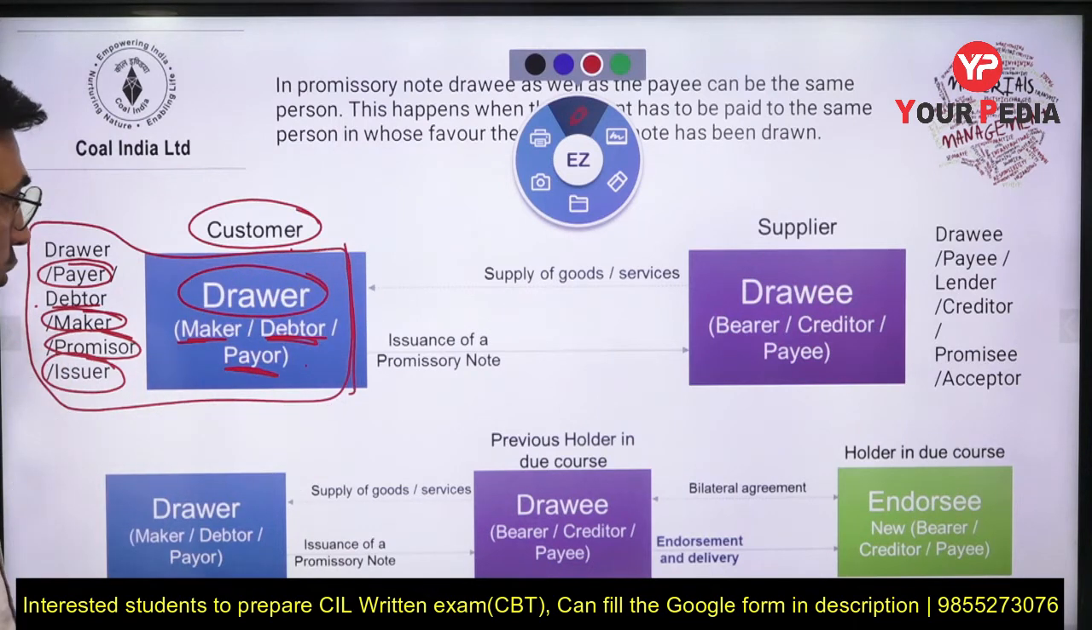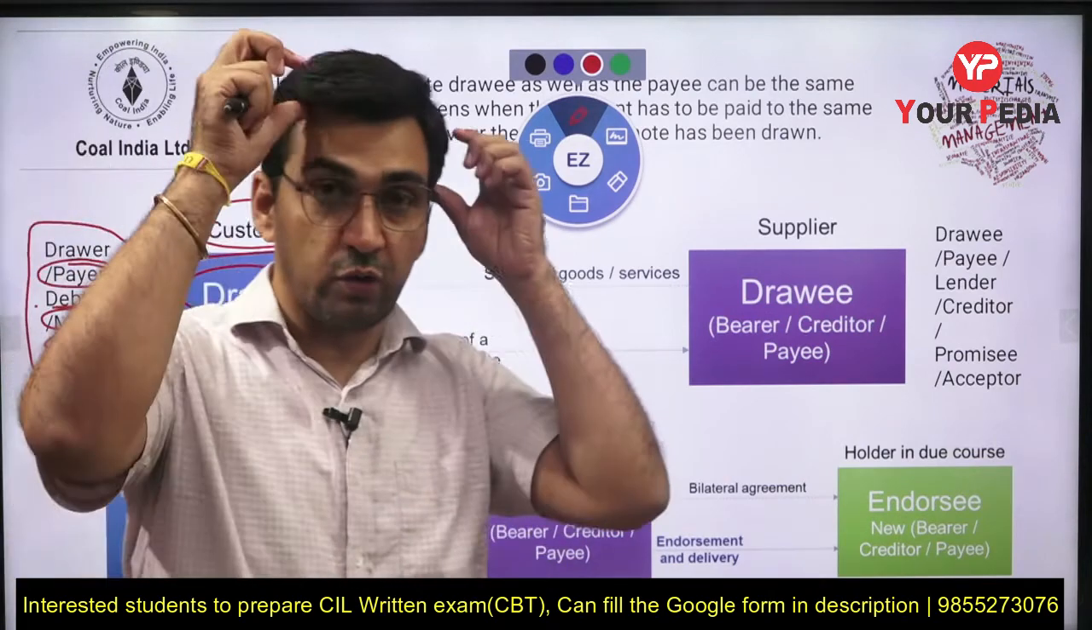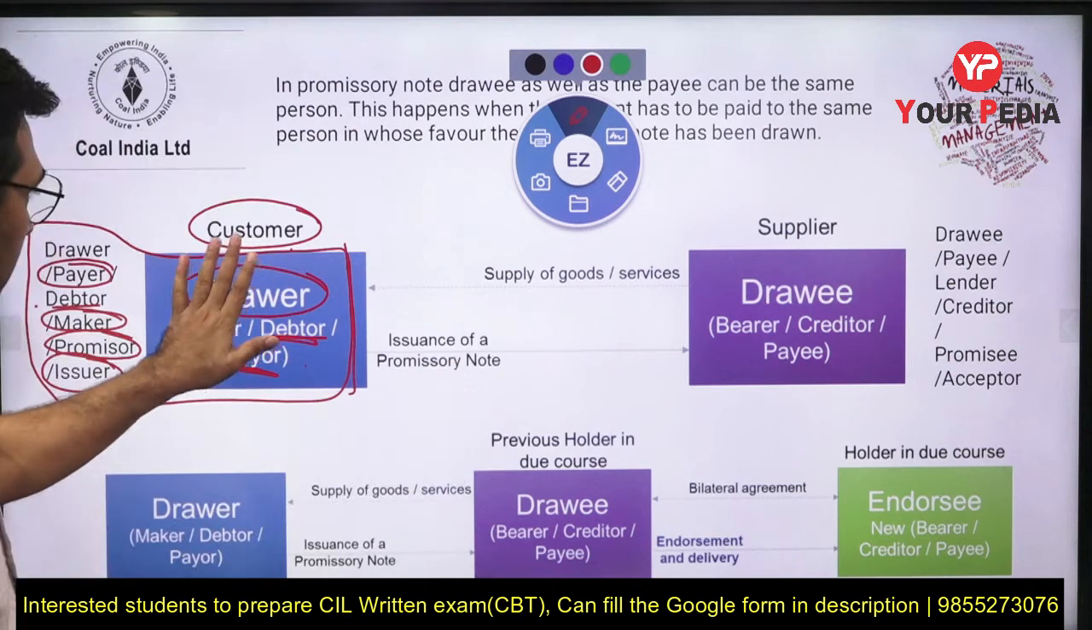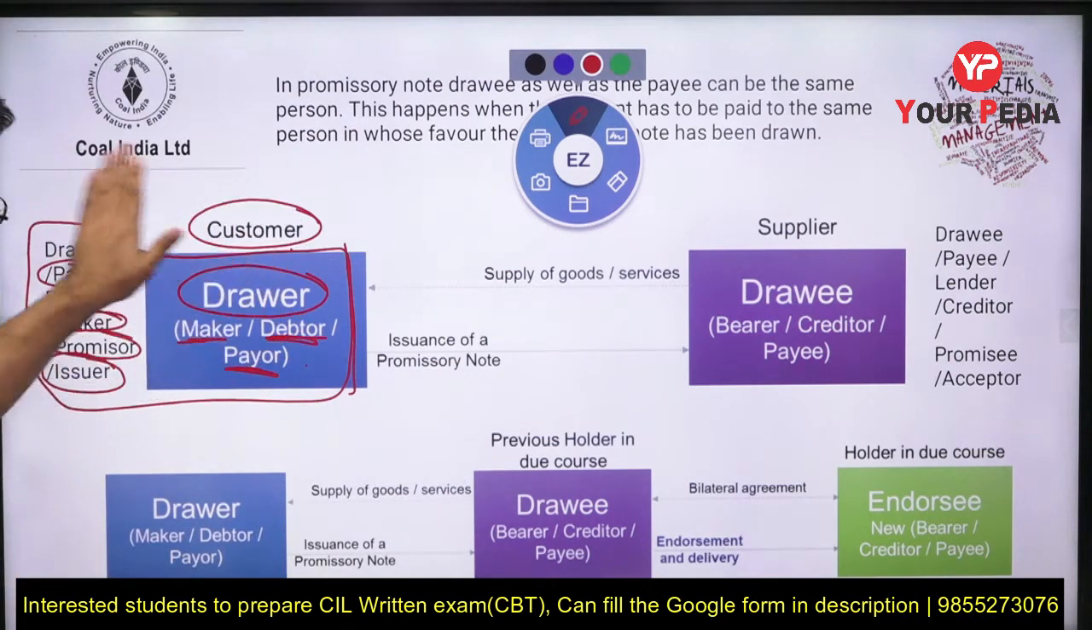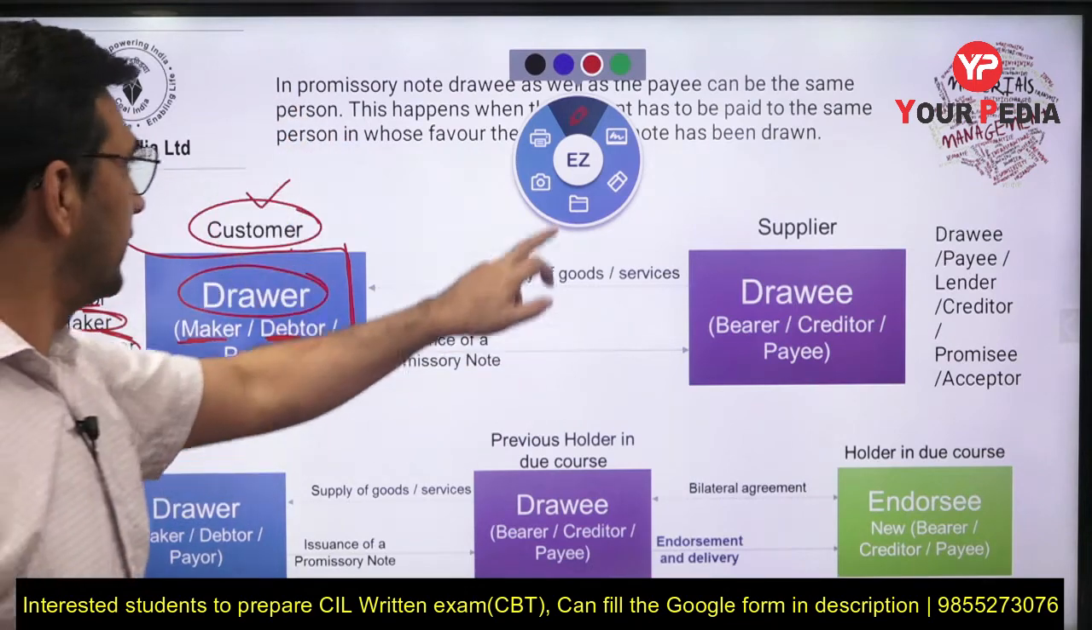Am I clear? So either you call that customer over here in a promissory note. Now keep it also in mind, because when we talk about the bill of exchange, a few things will reverse. So you should have clarity over here: what are these terms associated with whom? So here these terms are associated with the customer.